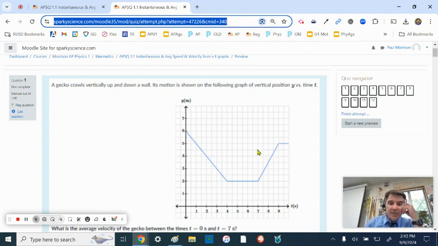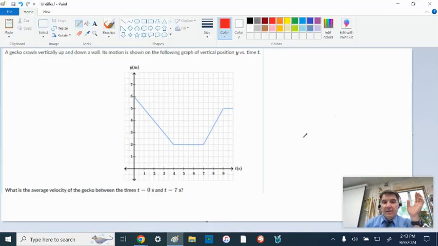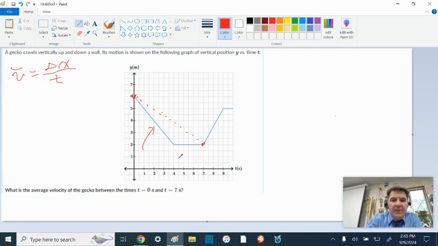The question here is the gecko. What's the average velocity between 0 and whatever? So what I'm going to do is take this picture and plop it down here and solve it here. Average velocity is defined as the displacement over the time, right? The problem is that when you go from 0 to 7, there's not a slope there. Some of you will go, well, I'll figure out the slope of this line, and then the slope of this line, and then I'll find the average velocity.